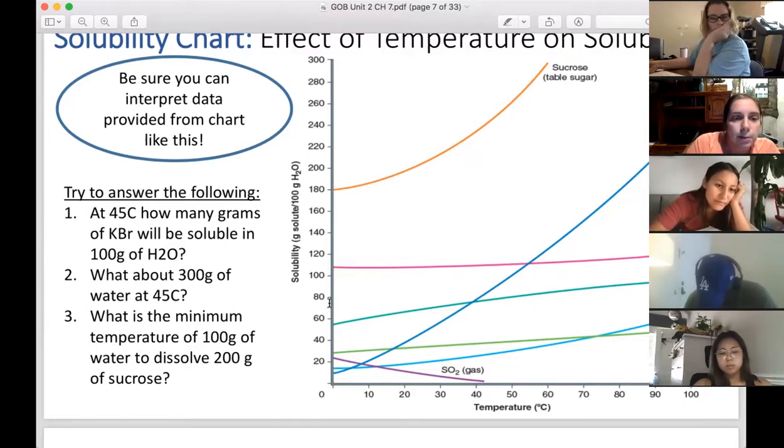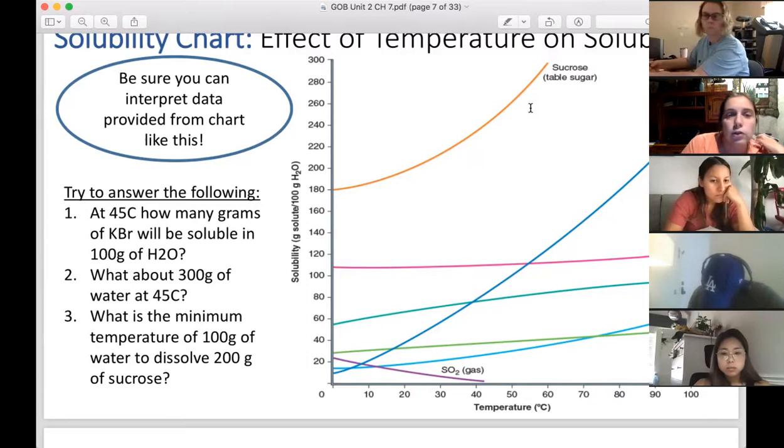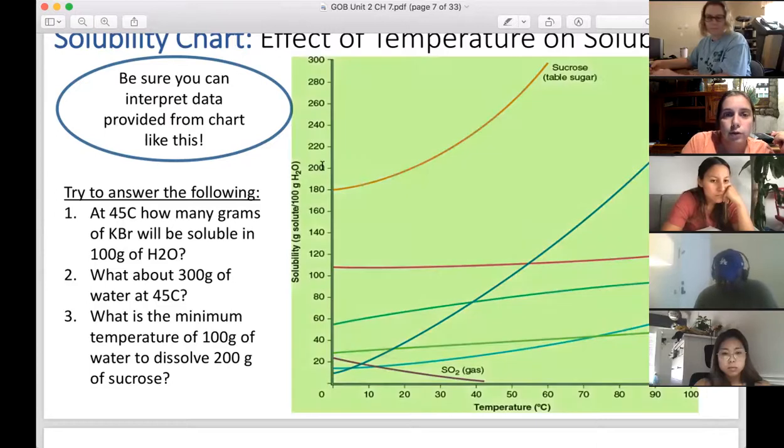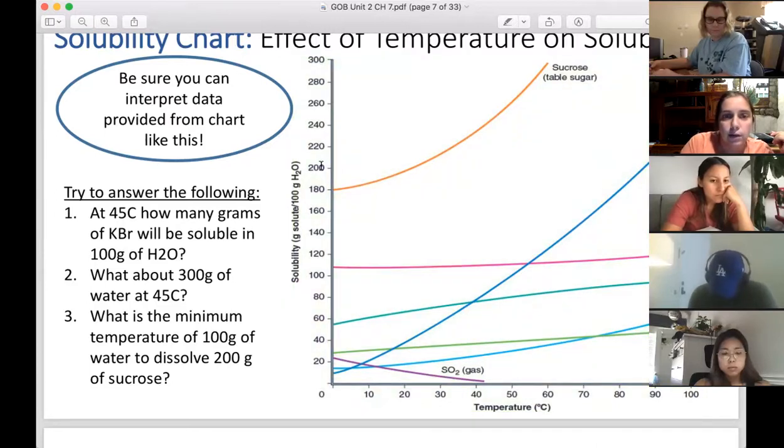What is the minimum temperature for 100 grams of water to dissolve 200 grams of sucrose? So for this, we're going to look at our sucrose line right here. We're saying, what is the minimum temperature required for 100 grams of water to dissolve 200 grams of sucrose? We know that this line is in terms of 100 grams of water. So what we're looking at is, what is the lowest temperature at which 200 grams of the solute could dissolve?